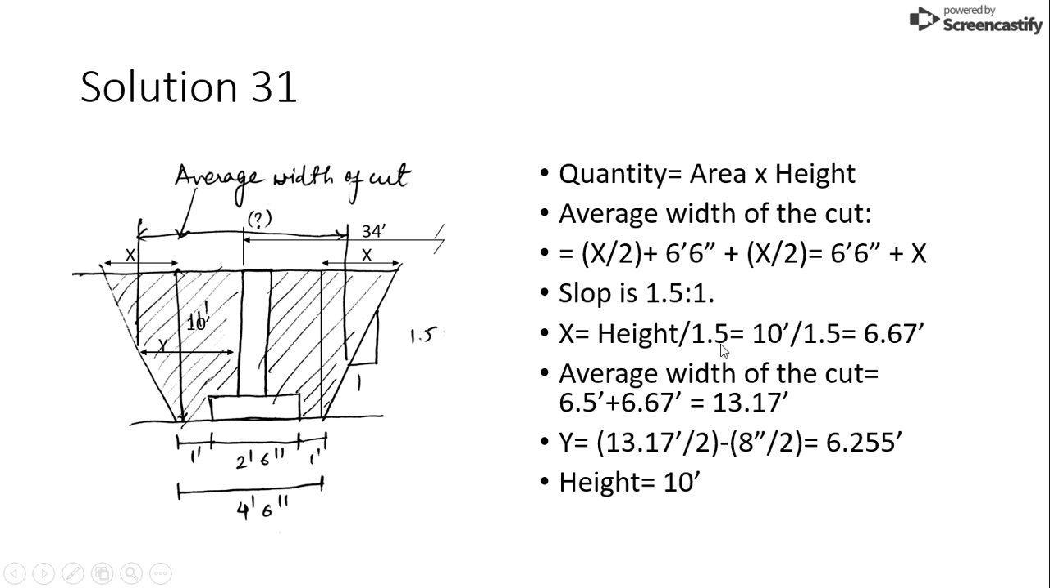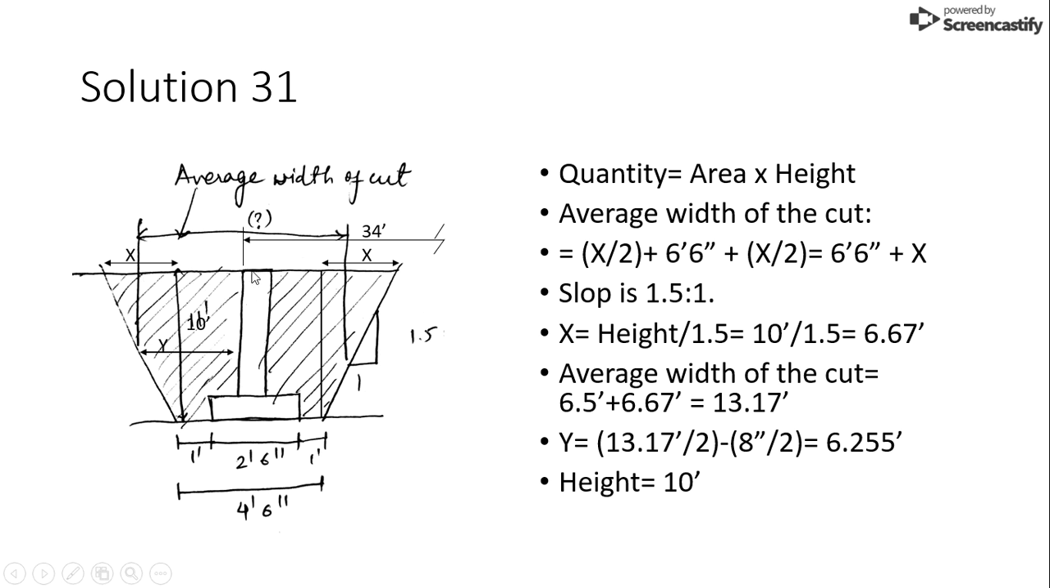We have slope 1.5 to 1, and from that slope we already have the height, 10 feet. If we divide 10 feet by 1.5, we get 6.667 feet. That will be our x. Once we get x, we can get the average width of the cut, which is here to here.